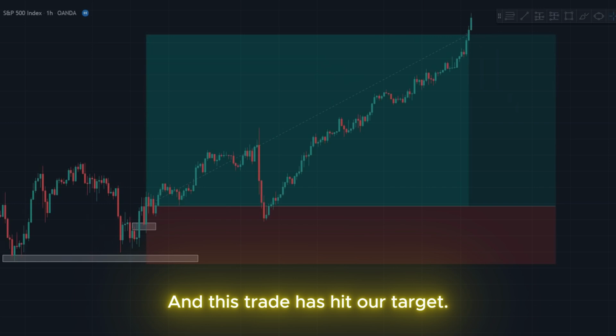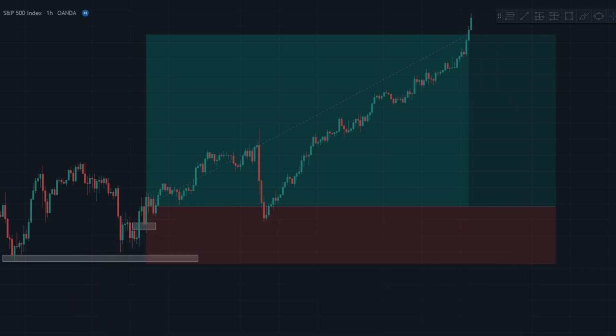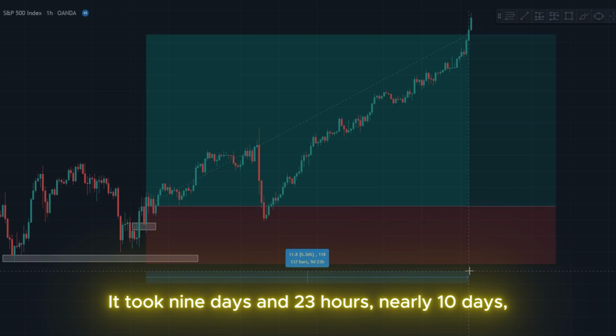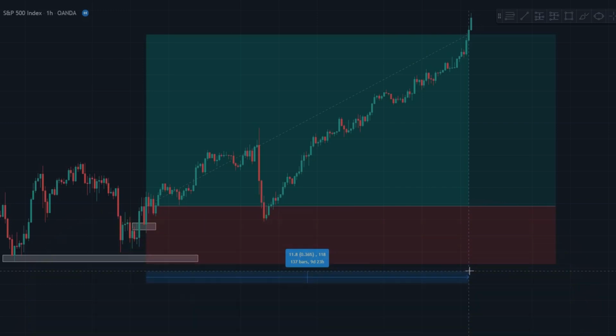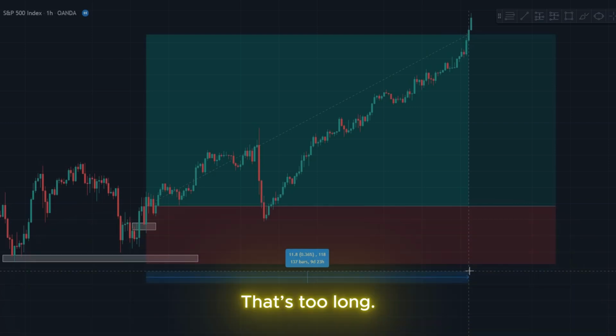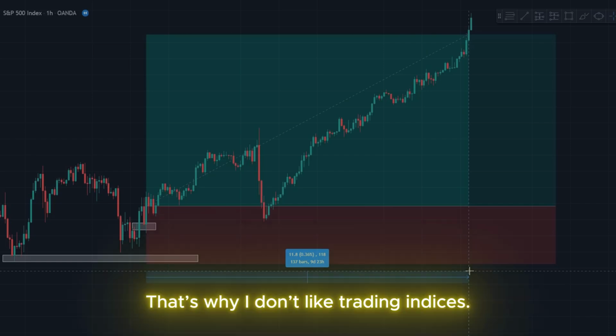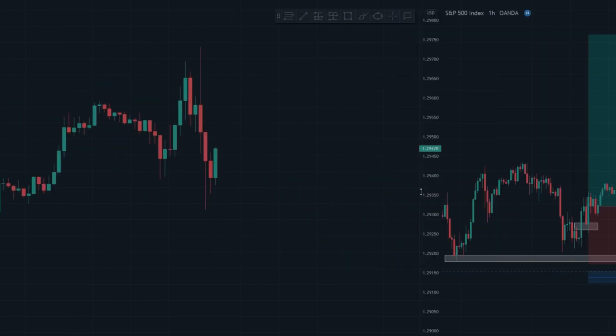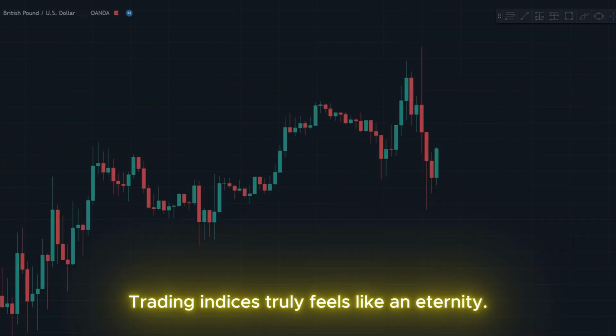And this trade has hit our target. It took 9 days and 23 hours, nearly 10 days, to reach the target with a risk-to-reward ratio of 1 to 3. That's too long. That's why I don't like trading indices. Trading indices truly feels like an eternity.